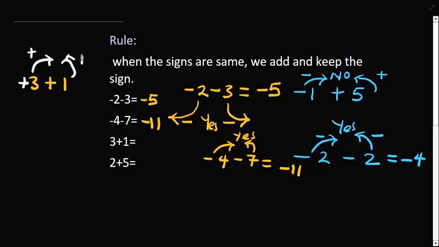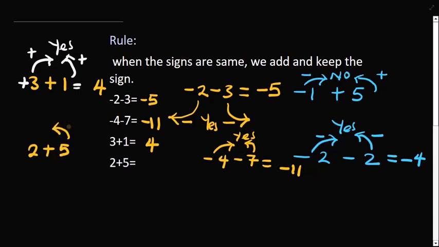So positive, positive, are the signs the same? Yes. Because the signs are the same, what do we do? We add them up. 3 plus 1 is 4. But remember, positive 4. We just have to keep their signs, which is positive, and there is no need to write a positive, since we know that when you write a number without a sign, it simply means it's a positive value. So lastly, we'll have 2 plus 5.